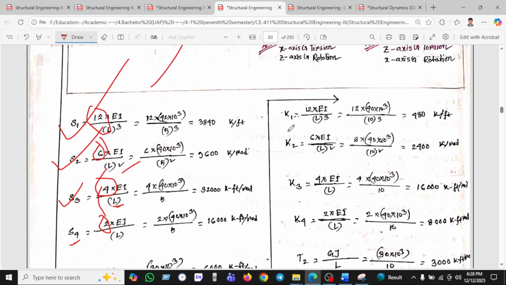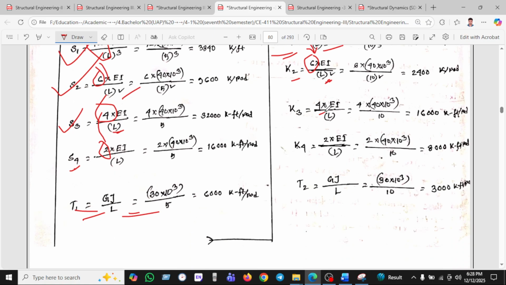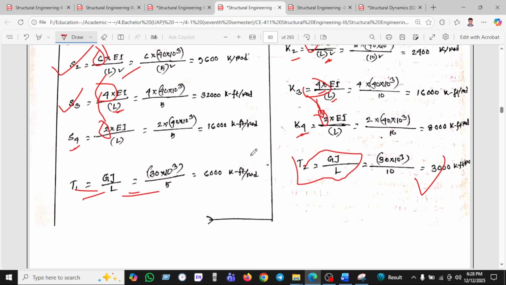So now we can see K is stiffness, and we have been given 12EI by L cube. In the same way K2 will be half the value of K1, it will also be squared, and K3 is 4EI by L, and K4 will be half of K3, which is 4, so it will be 2, and T2 will be JG by L. In this way we have been getting all these values.